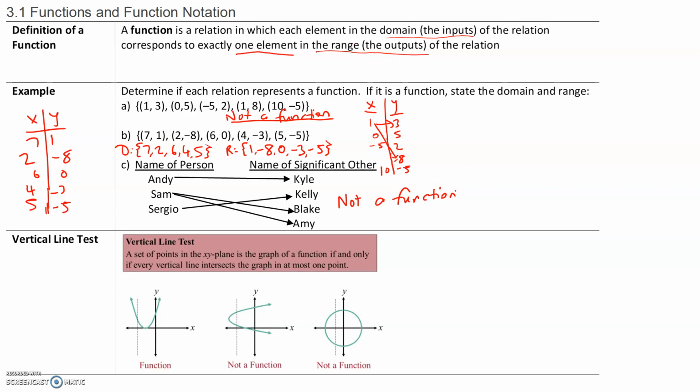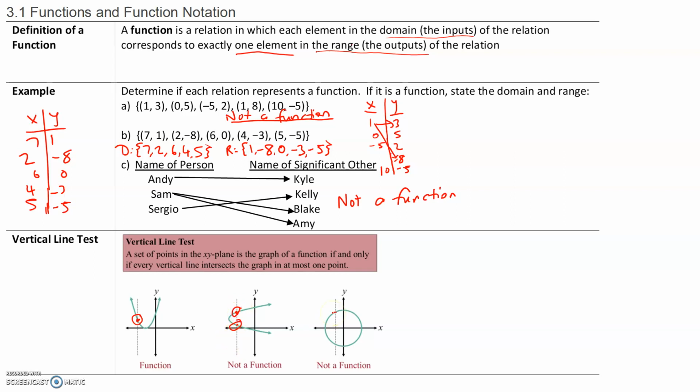To determine if a graph represents a function, we use the vertical line test. Here's how that works. You draw a vertical line, and if each vertical line intersects the graph only once, then it is a function, because it means that any given x value, any input, has only one output. But let's take a look at this case. Here, this vertical line intersects the graph twice. And what that tells us is that whatever this input is, that x value, it has two different outputs. So when a vertical line hits a graph more than once, it is not a function.